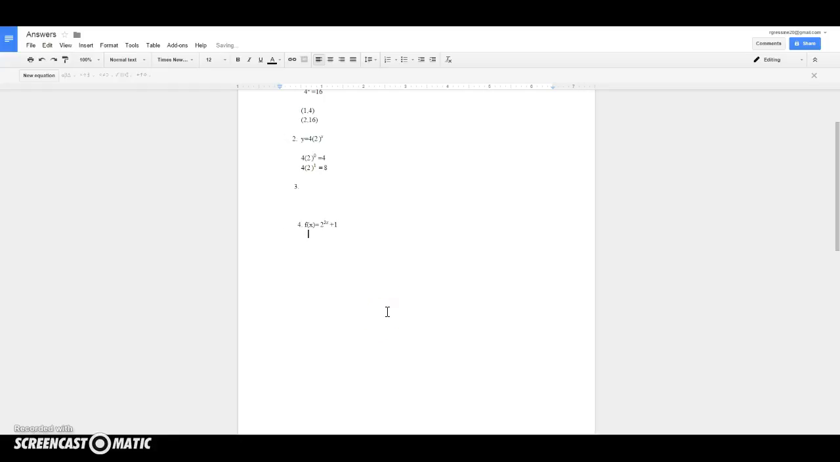We start at 2, and then it goes up 3. We replace x with 2, and then we add 1. So 3 times 2, that's 6. 2 to the 6, that's 64. 64 plus 1, that is 65. And our answer will be f of x is equal to 65.